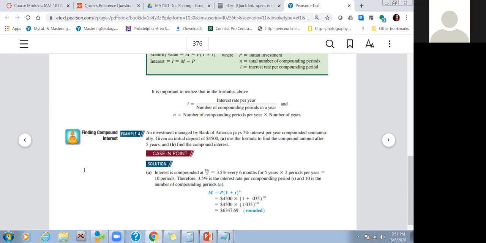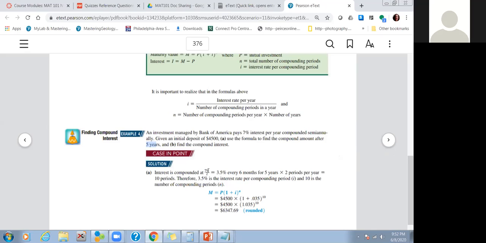So here is example 4, starting on the bottom of page 376, and it will go up to page 377. We have a 7% interest rate that says compounded semi-annually. We have an initial deposit or principal of $4,500. We're going to use the formula to find the compound amount after 5 years, so our time is given here. And then we're going to do that subtraction, M minus P, to get our interest.